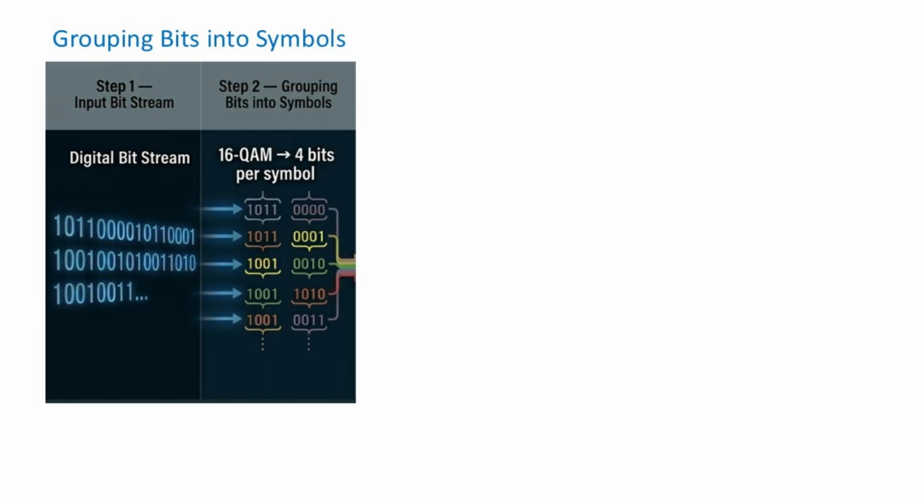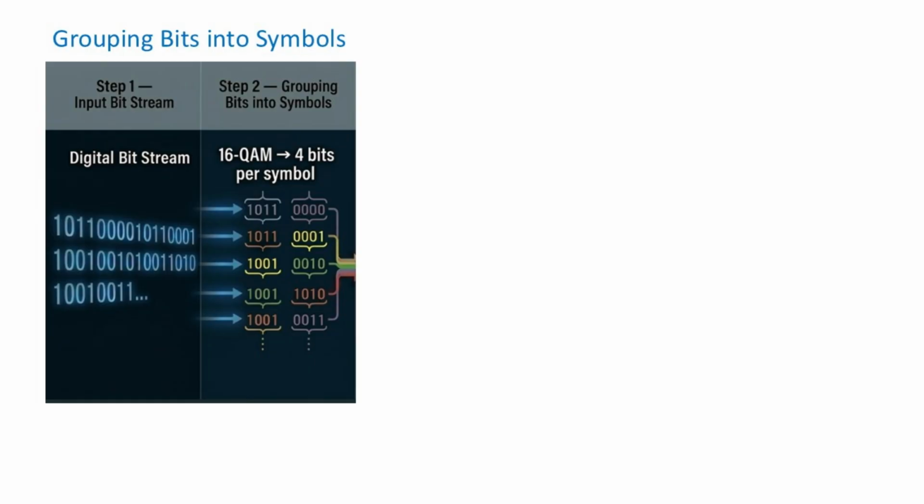Now that we have our digital bit stream, the next step is to prepare it for modulation by grouping the bits into symbols. Instead of sending bits one by one, we collect them into blocks. In 16 QAM, each symbol contains 4 bits because log2 16 equals 4. So every 4-bit group represents one symbol that will be transmitted as a single signal. For higher order modulation like 64 and 256 QAM, we group 6 bits and 8 bits per symbol respectively. This allows more data to be sent in the same time, increasing the transmission speed.